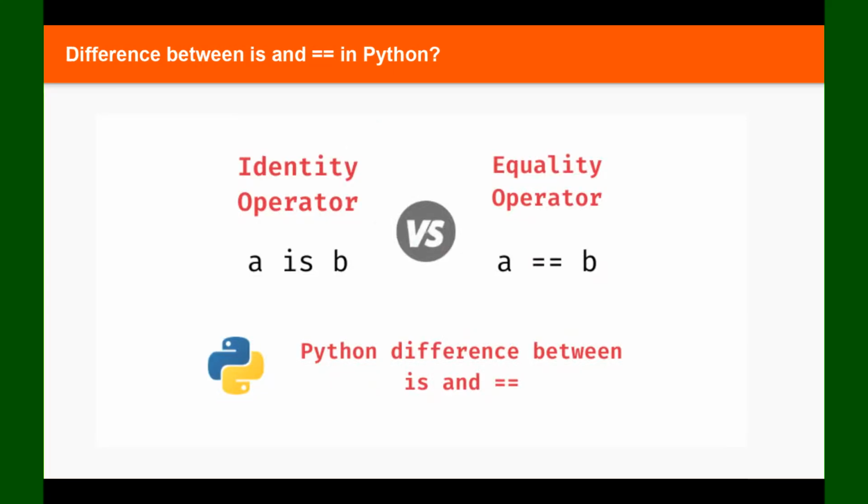Let's talk about the difference between is and equal to in Python. Equal to compares the values, whether the content of the objects is equal or not. Is compares the memory, whether both variables point to the same object or not. So depending upon the requirements, we will be using these in our programming.